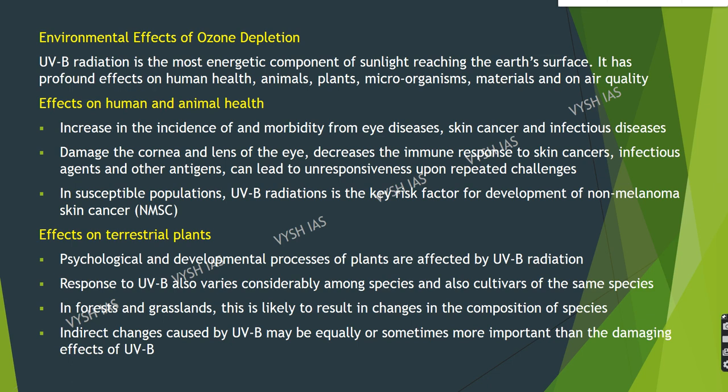Environmental effects of ozone depletion. Decrease in ozone tends to increase penetration of solar UVB radiation. UVB radiation is the most energetic component. It is in the range of 292 to 350 nanometers. It is the most energetic component of sunlight reaching the Earth's surface. It has profound effects on human health, animals, plants, microorganisms, materials, and on air quality.